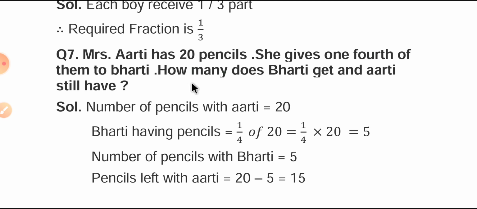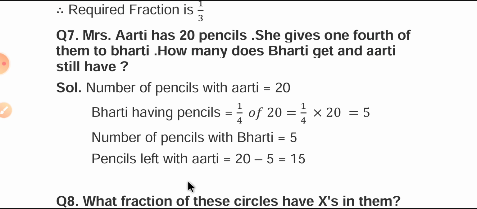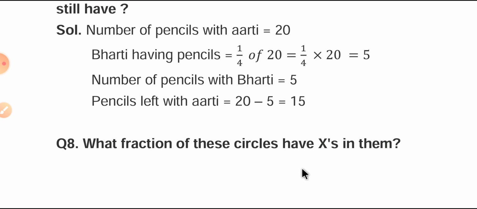So you can see that first of all she has 20 pencils. Out of 20, 1/4 she has given to Bharti. It means only 5 pencils she has given from 20. So the pencils left with Aarti will be 20 minus 5, which is equal to 15.